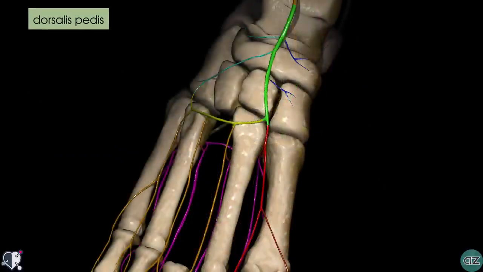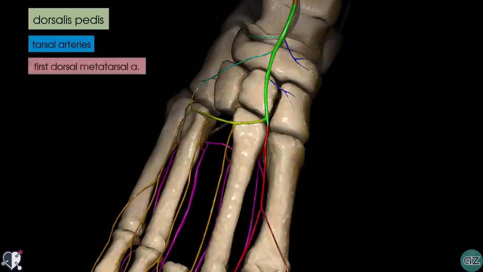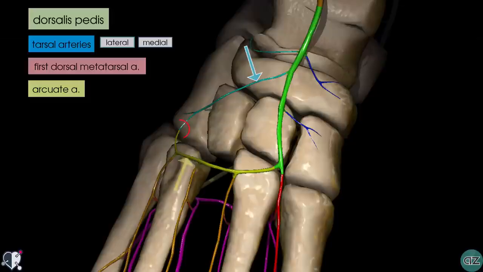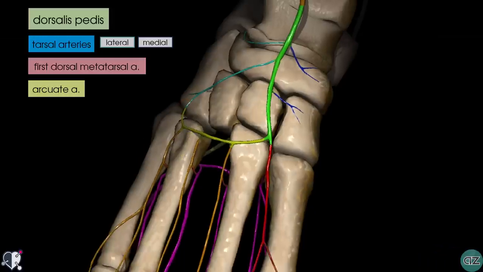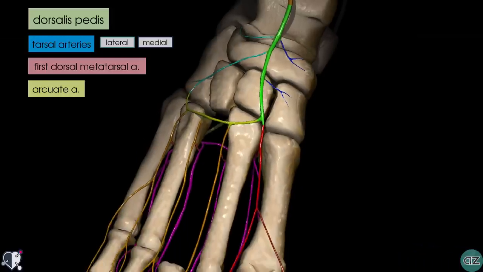Now I've just zoomed in a little bit closer and we can take a look at the branches. The dorsalis pedis artery gives off tarsal arteries, the first dorsal metatarsal artery, and the arcuate artery. Proximally, in the light blue and dark blue colour, are the lateral and medial tarsal arteries. Laterally, the lateral tarsal artery anastomoses with this branch of the dorsalis pedis artery in yellow, the arcuate artery. So you can see how the dorsalis pedis artery divides to give off the arcuate artery, and it also gives off this branch, the first dorsal metatarsal artery, which is shaded in red.